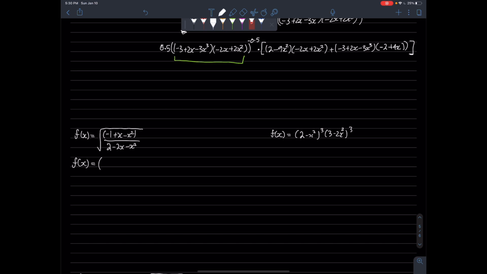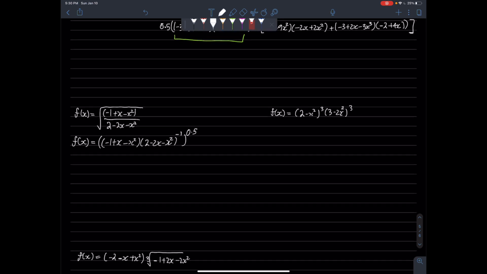So let's rewrite it nicer. Negative 1 plus x minus x squared times 2 minus 2x minus x squared to the negative 1, close bracket, to the 0.5. So now you see what I mean? You chain rule this, and then once you're doing the product rule of the inside, you're going to have to use chain rule one more time. So double chain rule.